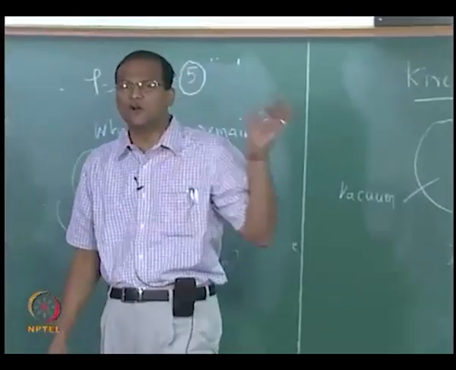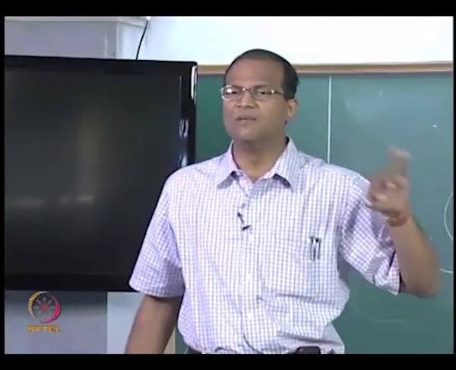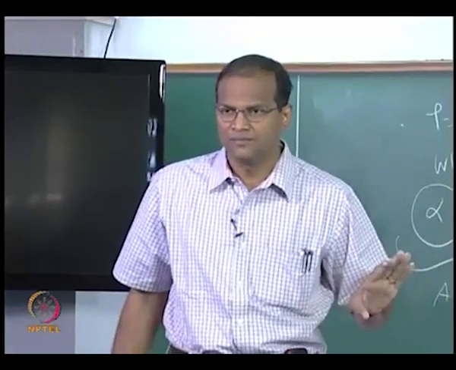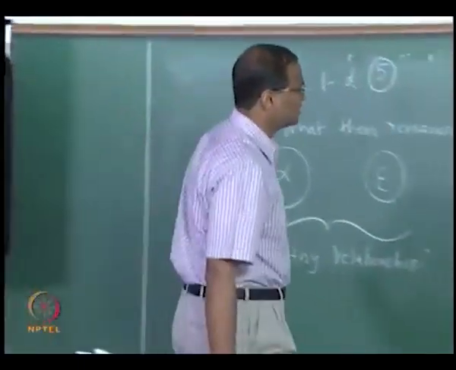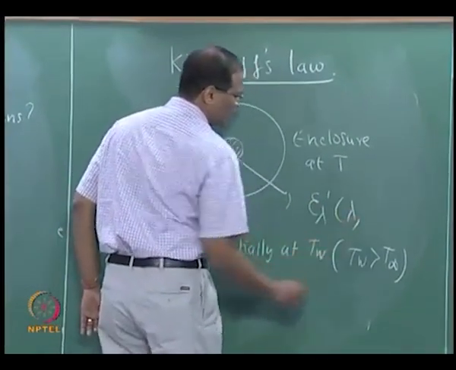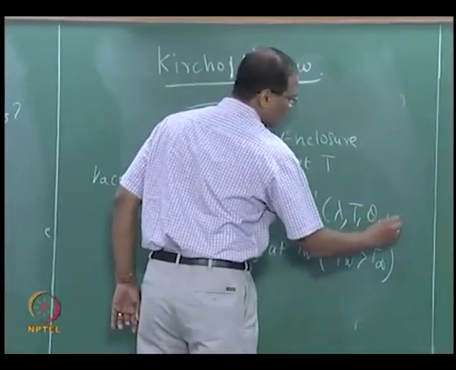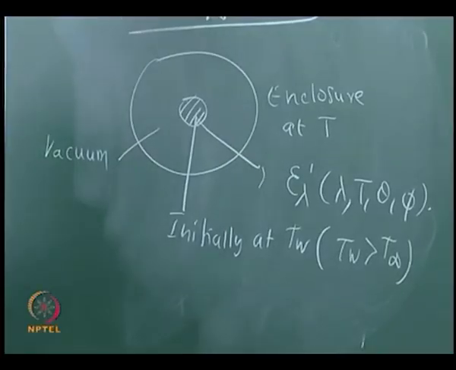Now for a change, I do not have a black body. I have a body whose spectral directional emissivity is given by epsilon lambda dash. Okay, I have a real body. So this emissivity is given by... what does the second law of thermodynamics tell you?